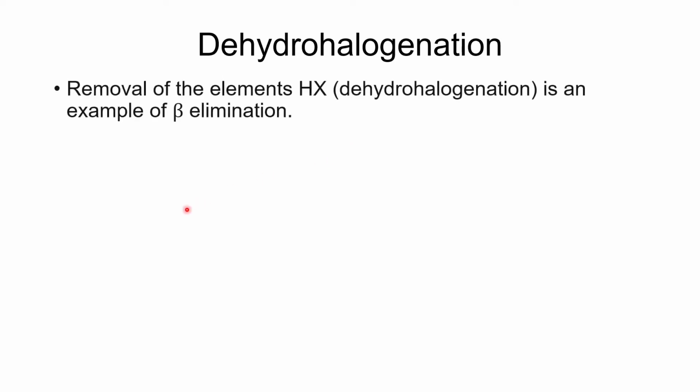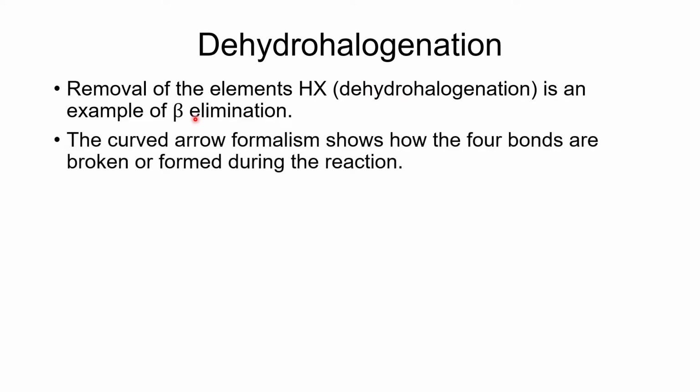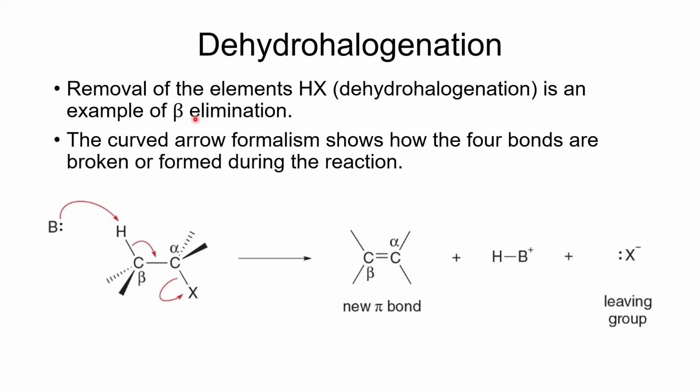So in this chapter, we will be primarily looking at dehydrohalogenation. And this is where we remove the elements HX, where X is a halogen. And dehydrohalogenation quite literally means removing hydrogen and halogen. And it's an example of something we call a beta elimination. Now, the reason that we call it a beta elimination is that the alpha carbon is the carbon that has the halogen, and the beta carbon is the carbon that has the hydrogen on it.